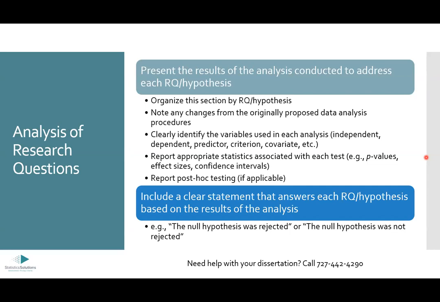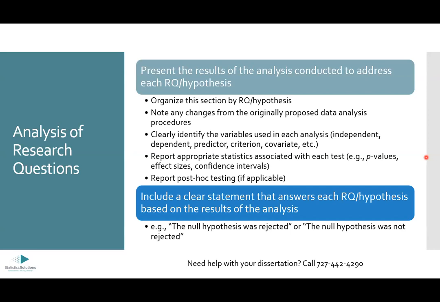Again, here you are going to note any changes from your original proposed data analysis procedure. So for example, if your assumptions testing was completely different from what you expected, maybe you had to completely overhaul your data analysis plan, use different statistical tests, or maybe you changed variables completely or whatever it is, here you'll report back on those deviations from your original plan. And then you will clearly identify the variables that were used in your analysis. So you'll want to identify the independent variable, dependent variable, predictors, criterion, and covariates.